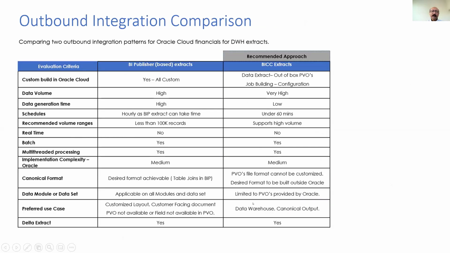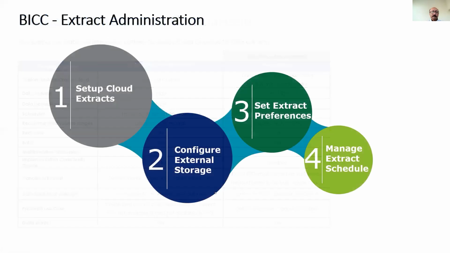And there are some comparisons between using the two. Of course, BI Publisher is not meant to be a data extraction tool, so there are more stringent limitations so that you don't choke your application, cloud application. And BICC is more optimized for high volume data extractions out of the application. But either a combination of these two gives you a lot of flexibility.